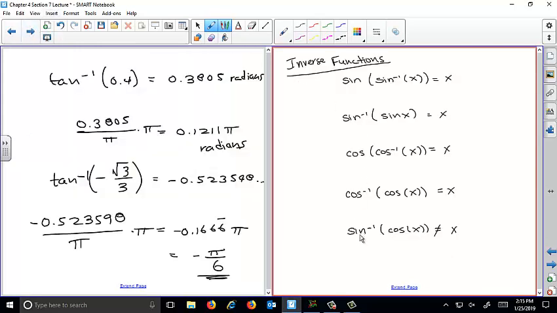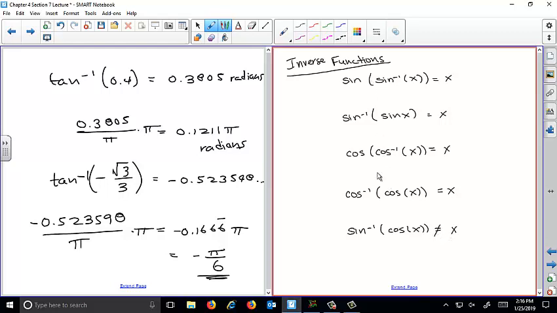So here are all the different ways you can deal with inverse functions. If you take the sine of the inverse sine of x, it's x. If we take the inverse sine of the sine of x, then we get x. That's just the properties of inverse functions. The cosine of the inverse cosine of x is x. The inverse cosine of the cosine of x is x. But if you mix them up, the inverse sine of the cosine of x does not equal x.